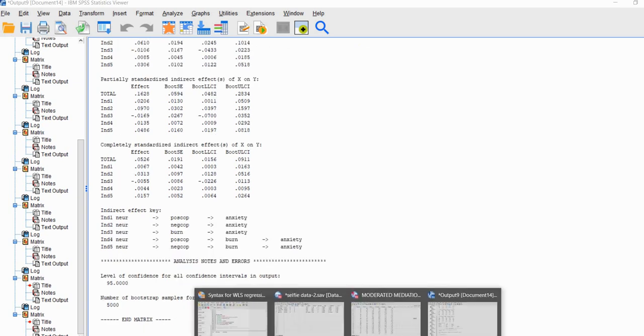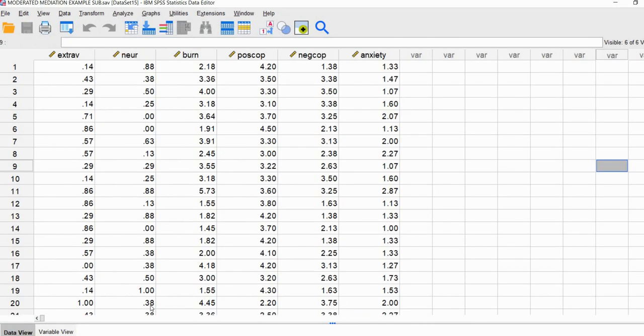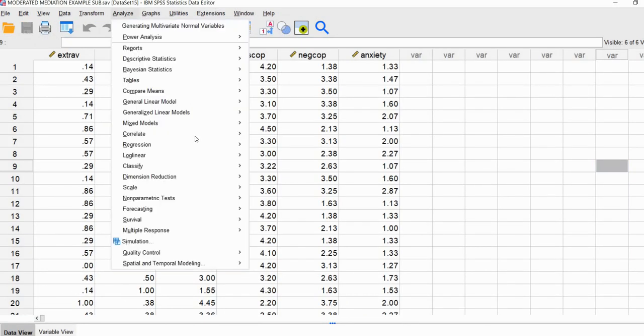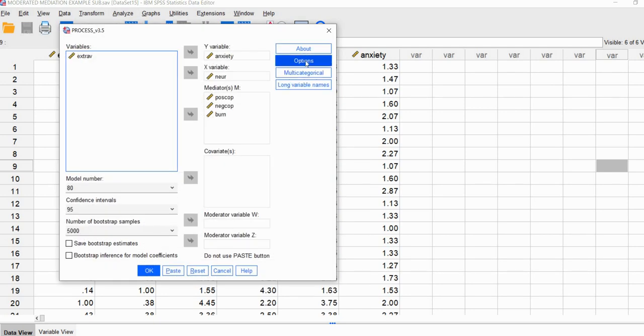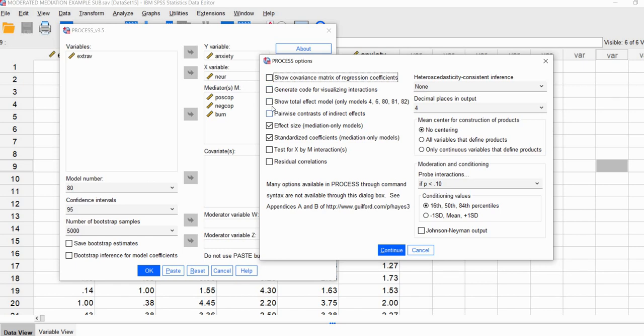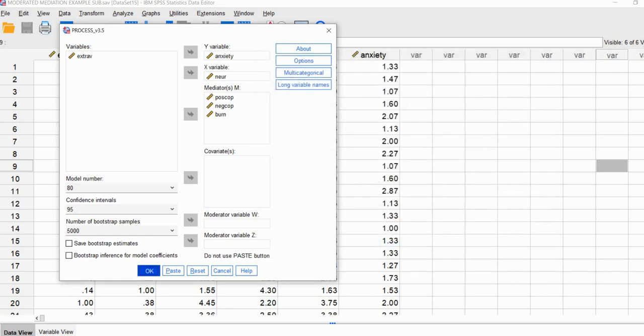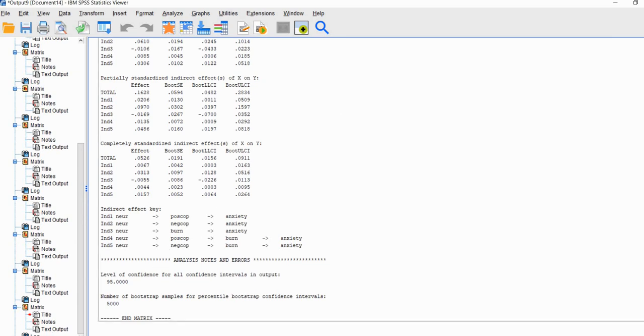So a couple of other things that I want to draw your attention to: if we go back into our regression right here and go back down to process, under options, another couple of options that you could select are show total effect model and also pairwise contrast of indirect effects. So if I click on continue and then on OK right here, we can rerun the analysis, and we didn't actually have to rerun it. We could have started out by selecting those, but I added those to the PowerPoint as an add-on, so that's what I'm covering in the last few slides right here.